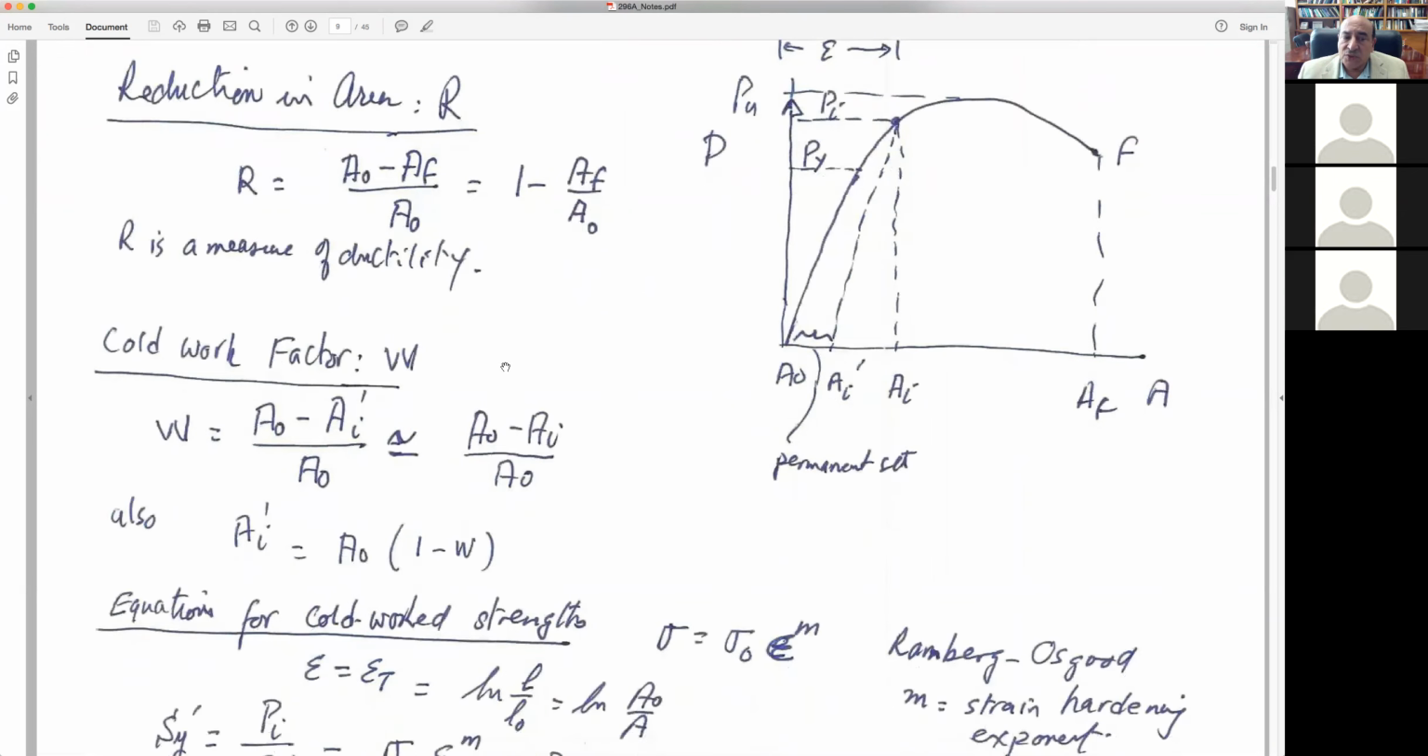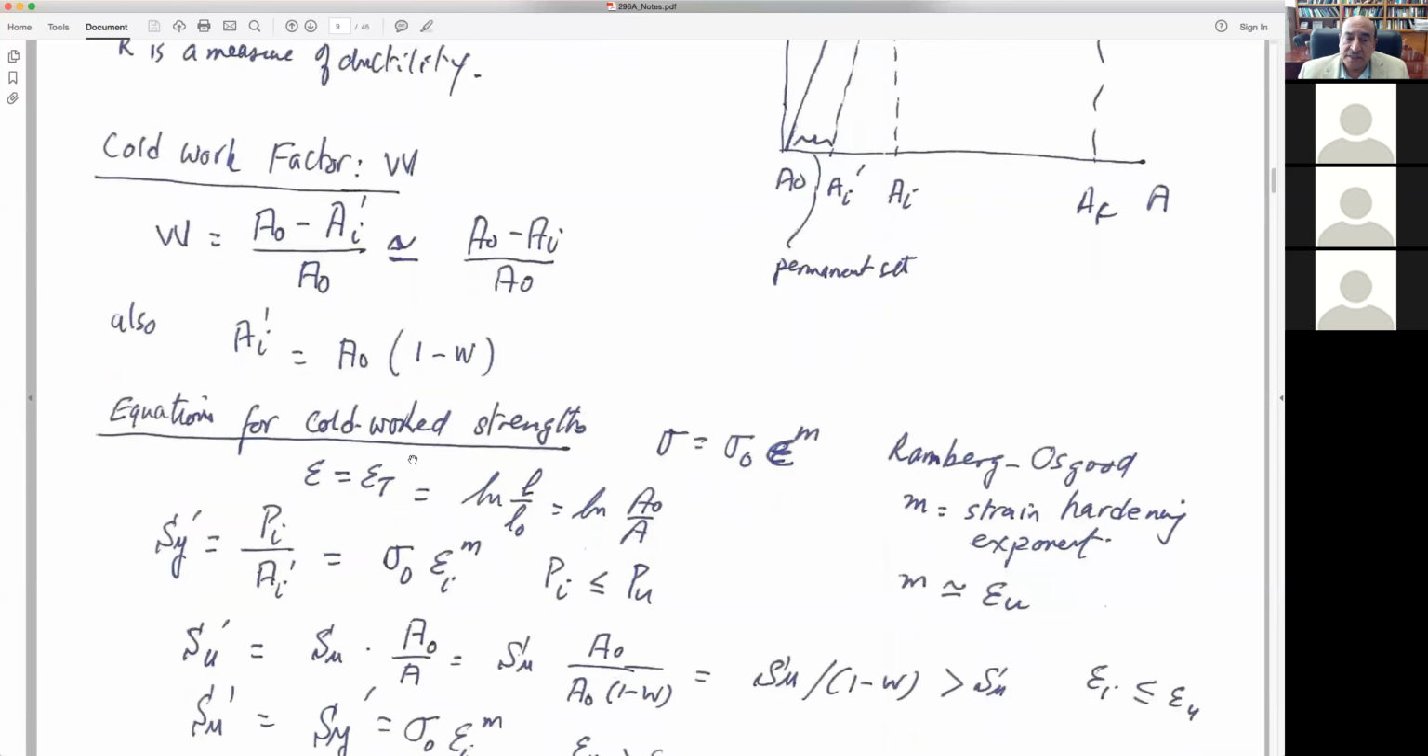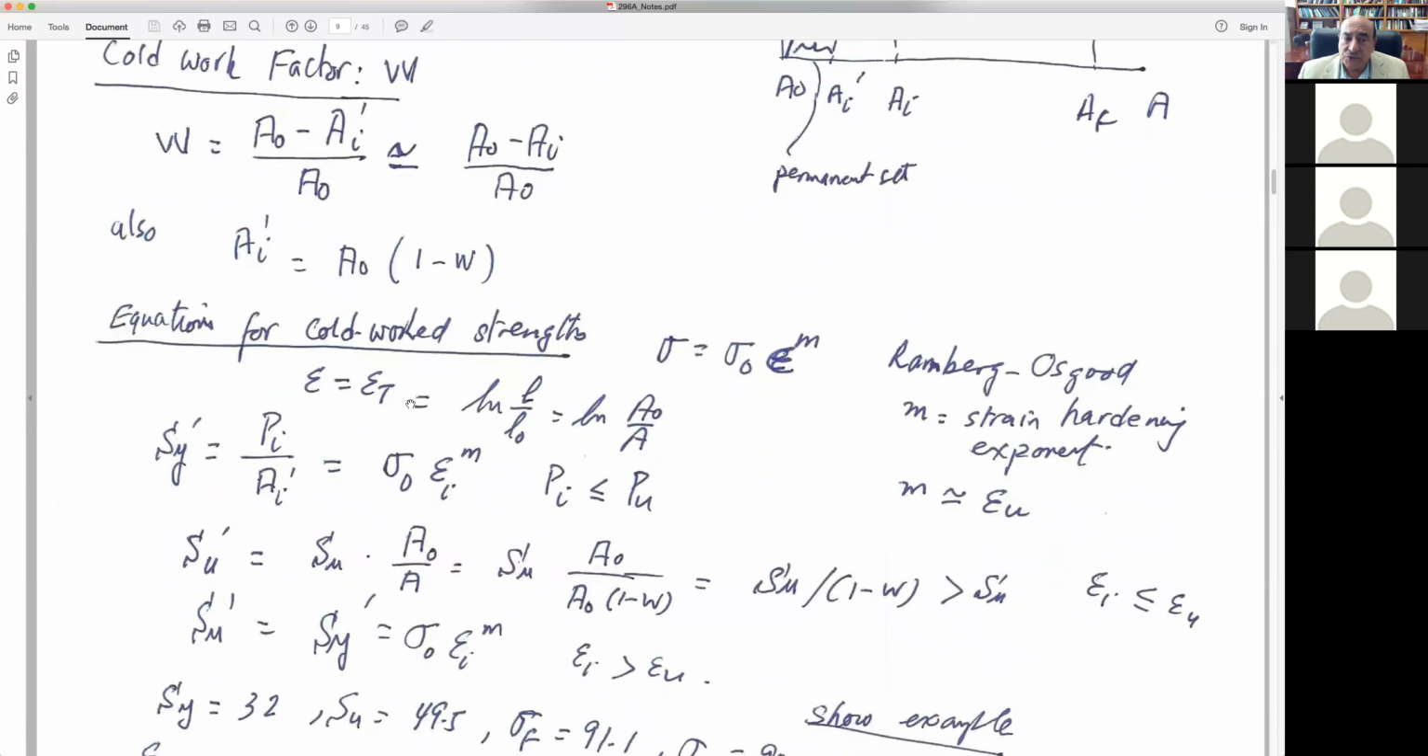Going back to the idea of cold work, once we know the cross-sectional area after plastic deformation, we can compute the true strain in the material. Once we know the true strain, we utilize a constitutive relationship called the Ramberg-Osgood, which gives us the corresponding stress. That's the procedure to find the new value of the yield stress. The true strain is the natural log of L over L0, which is the natural log of A0 over A, and this ratio is 1 over (1 minus W), so it can be determined immediately from the degree of cold work.